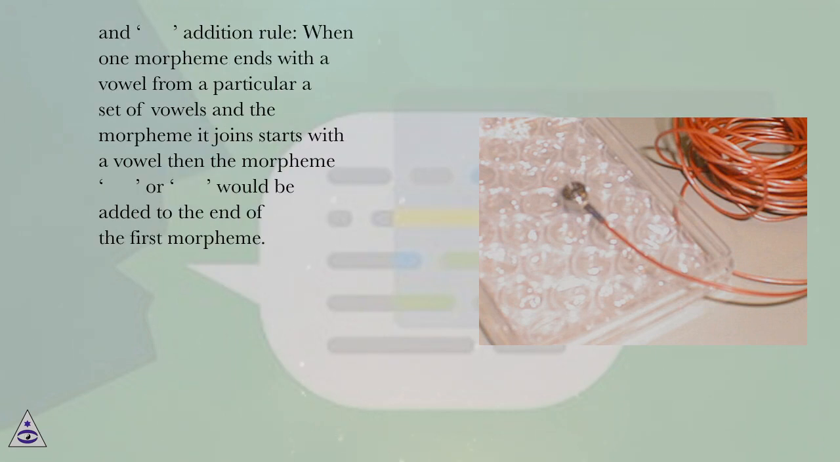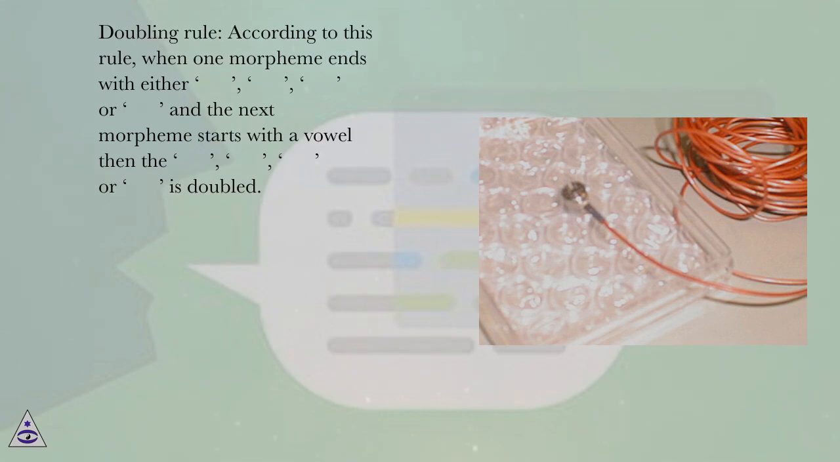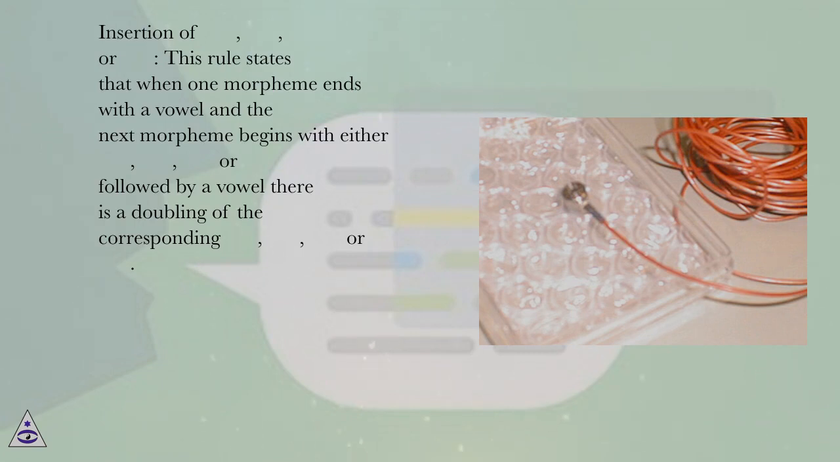Addition rule. When one morpheme ends with a vowel from a particular set of vowels and the morpheme it joins starts with a vowel, then the morpheme would be added to the end of the first morpheme. Doubling rule. According to this rule, when one morpheme ends with either of two consonants and the next morpheme starts with a vowel, then that consonant is doubled. Insertion rule. This rule states that when one morpheme ends with a vowel and the next morpheme begins with a vowel, there is a doubling of the corresponding consonant.